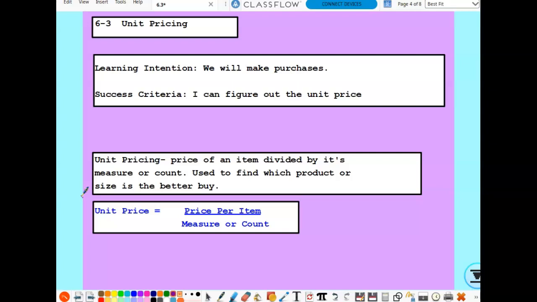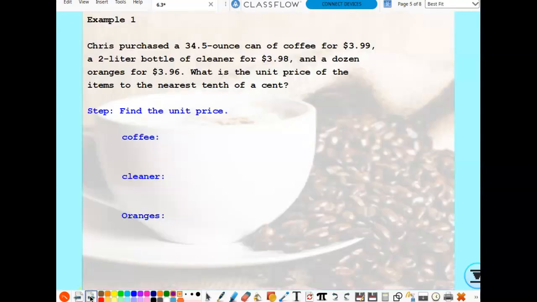So if you think about unit pricing, we're talking about dollars divided by numbers. That's how you can always think of price per item. Because when you talk about a unit price, it's always miles per gallon or dollars per whatever. So it's always the money divided by the number. Let's look at that and see what that looks like.